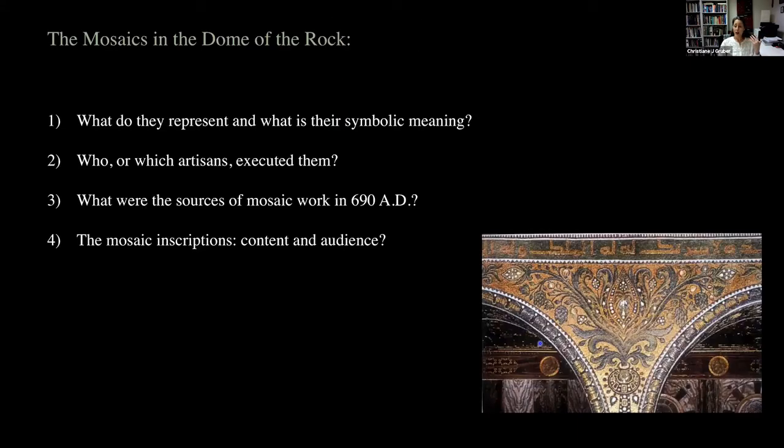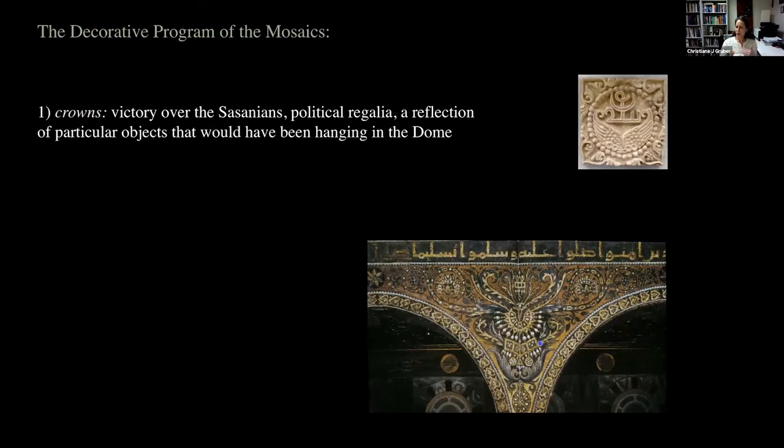So there have been a number of questions that have been posed. What are these representations? What are their symbolic meanings? Who made them? Most likely a melange of individuals. Where are they getting their sources of inspiration? And then last but not least, who was the audience? If there's a message, who's the message guided to in the end? And is the message being received? So there is no straightforward answer here, but there are various possibilities, lines of approach, if you want.